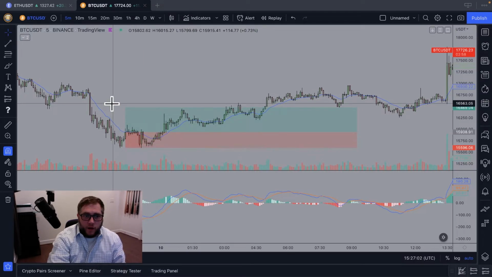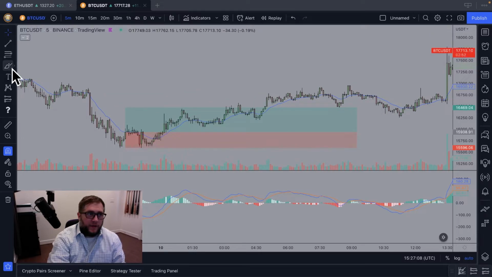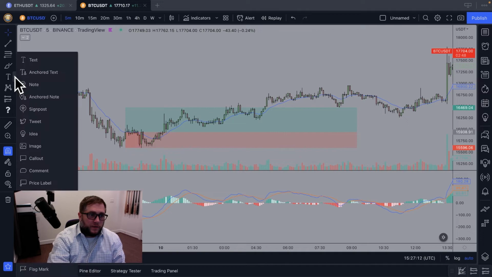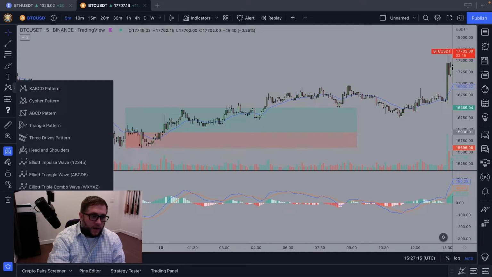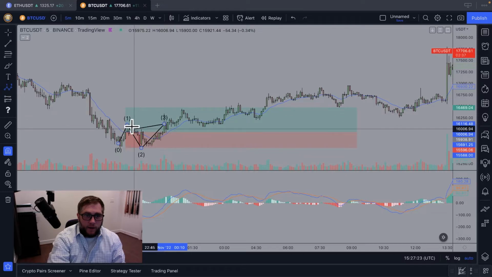So what we want to look for when this happens is a reversal pattern. What reversal pattern do we have here? We have a double bottom, what we call a W shape. Let me see where the tool is. Here it is right here. We have one right there, and we break out right there.